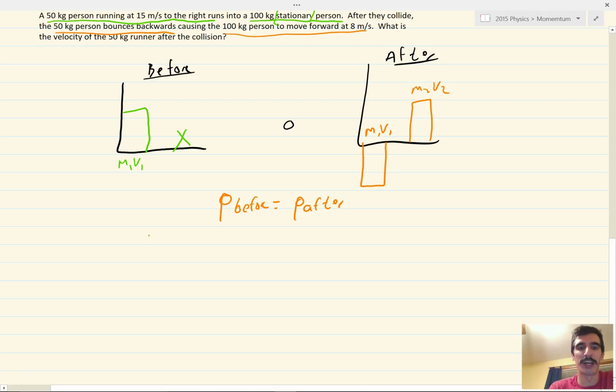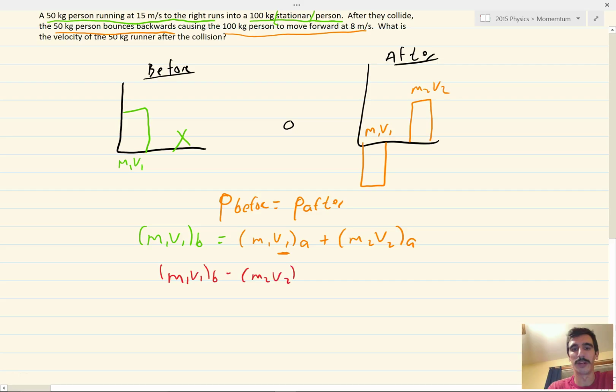So let's look at before. We have M1V1 before. The 100 kilogram person doesn't have momentum. So let's go to after, M1V1 after, plus M2V2 after. And we're trying to solve for V1 after. So let's subtract M2V2 and divide by M1. That leaves us with M1V1 before minus M2V2 after, all over M1.